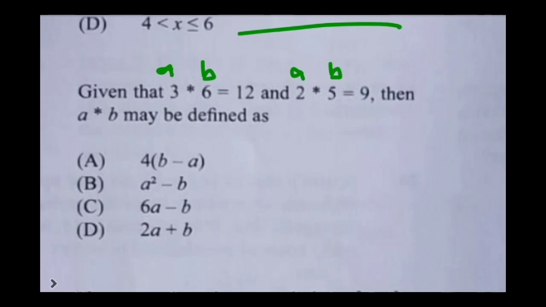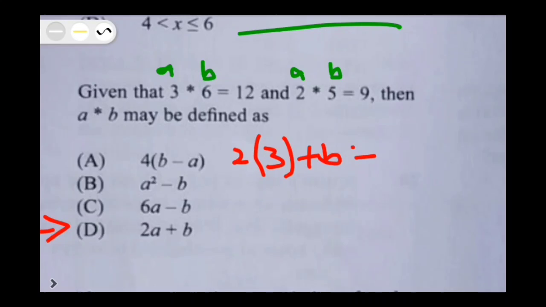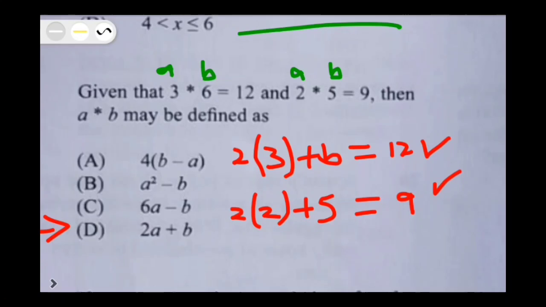Or you can look at your 2 equations and try to come up with a formula. So looking at our 2 equations, I can see that if we multiply our A values by 2, and we add our B values, it will satisfy both equations. So therefore, our answer for 24 would be D, 2 times A plus B. And let's just work it out. So if we have 2 times 3 plus B, that will give us 2 times 3, which is 6, plus 6, which gives us 12. And then if we have 2 times 2 plus 5, that will give us 2 times 2 is 4 plus 5, which gives us 9, which satisfies both equations. So therefore our answer is D.